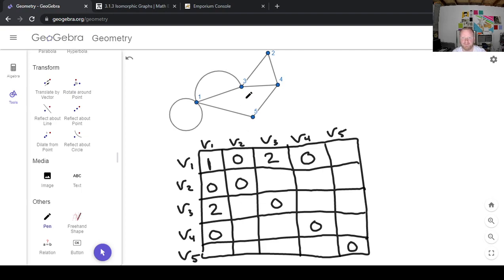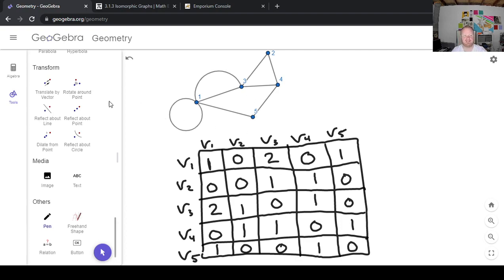I'll start going a little bit quicker now that we've got the idea. So 2 and 3 are connected by 1 edge, so that'll be a 1 and a 1 there. 4 and 5 are connected by 1 edge. 3 and 4 are connected by 1 edge. 2 and 5 are not connected. 2 and 4 are connected. 1 and 5 are also connected. And let's see, 3 and 5 are not connected.